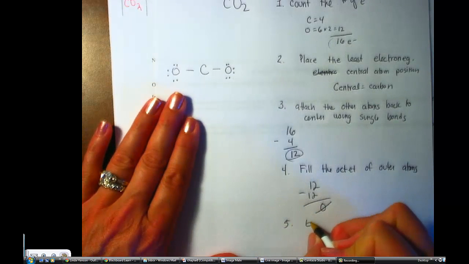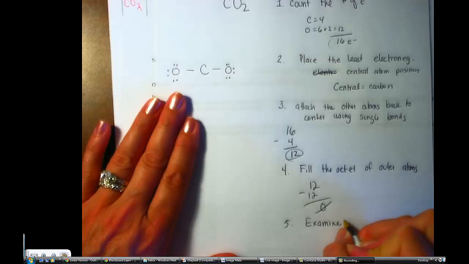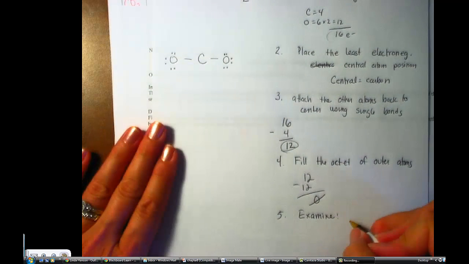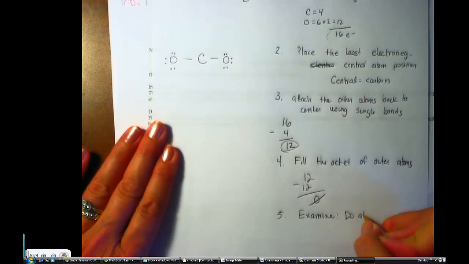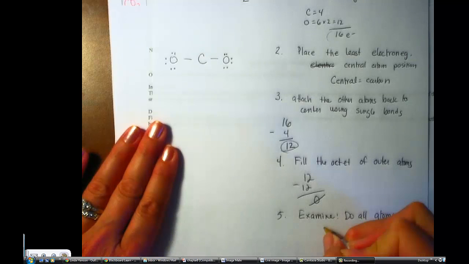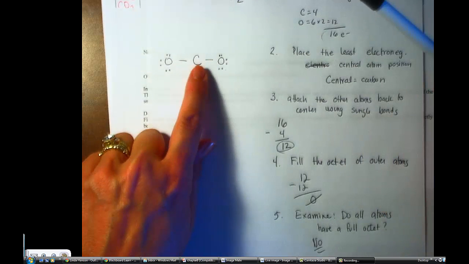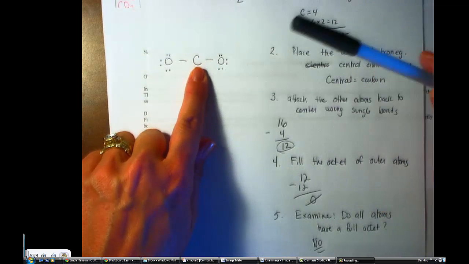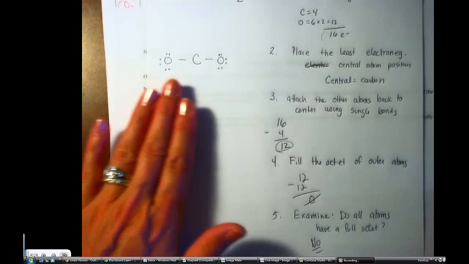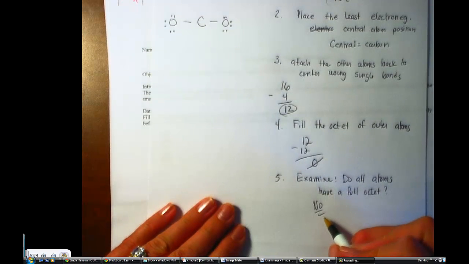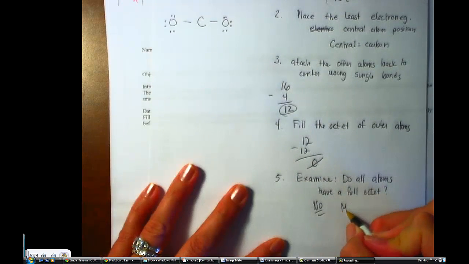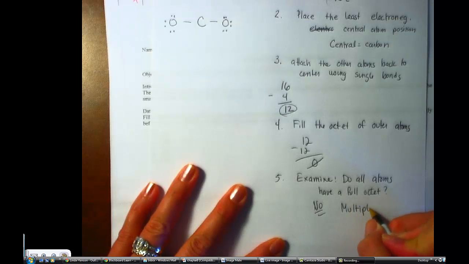Clearly, we need to examine the structure. Does everyone have a full outer octet? Do all atoms have a full octet? And here we examine, we say no, this carbon only has 4 electrons assigned to it. It also needs to have 8. If they all had 8, we'd be done. But here we have an answer that says no, clearly we don't. So now I know that multiple bonds are involved.